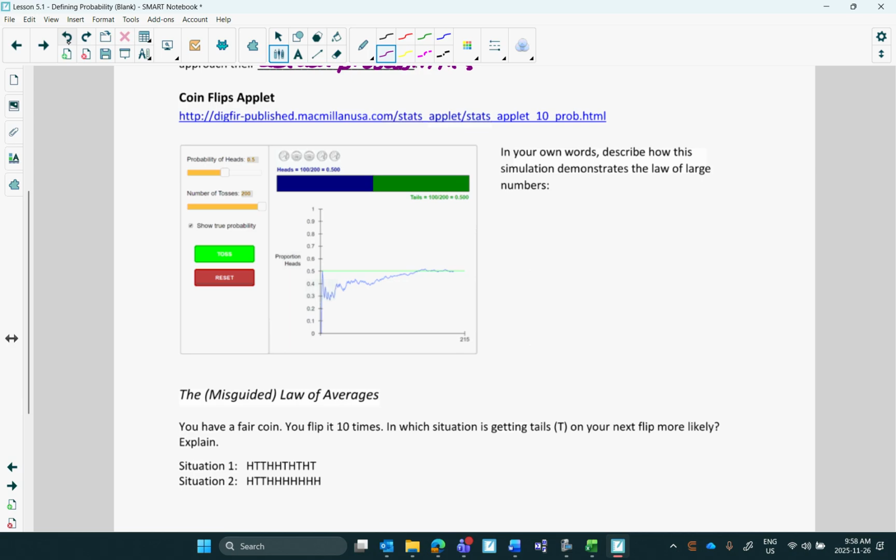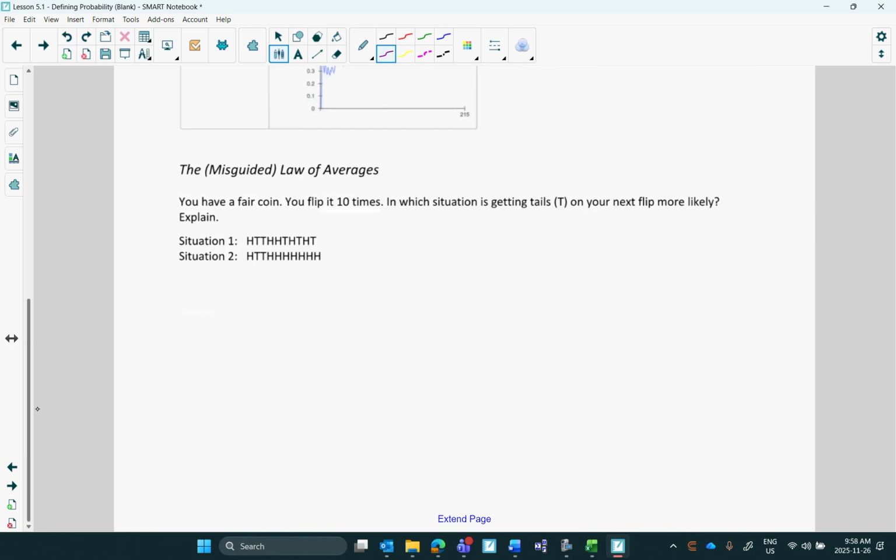Something that is not a probability law is the law of averages. So for example, here are two situations where we flip the coin 10 times. You can see it's pretty evenly spread out the first time we do it. But in the second time, boy, we're getting a lot of heads. In fact, we got 7 in a row in situation 2.